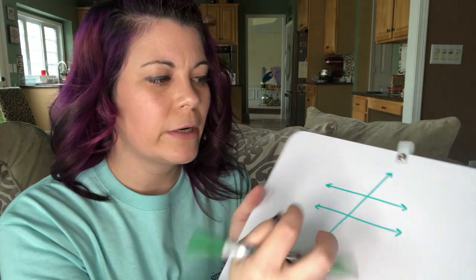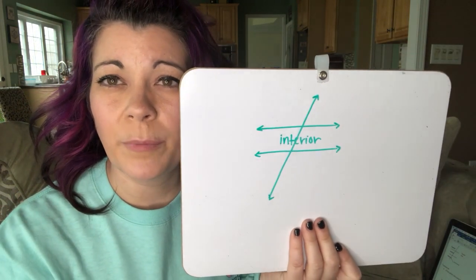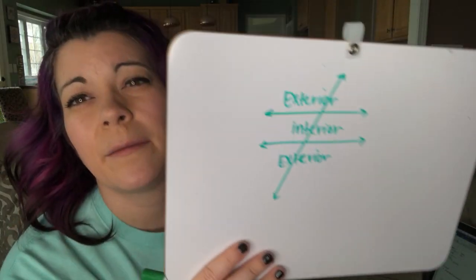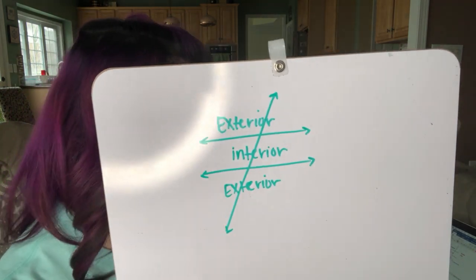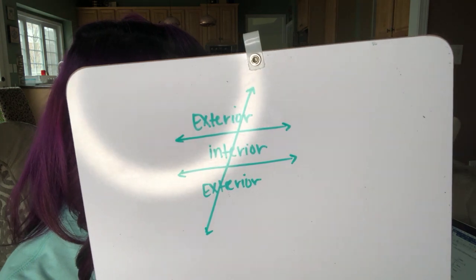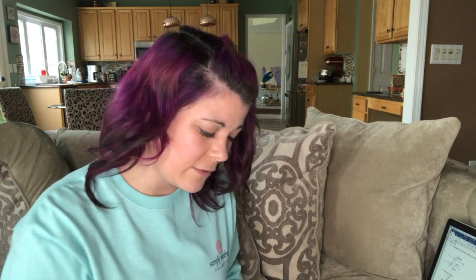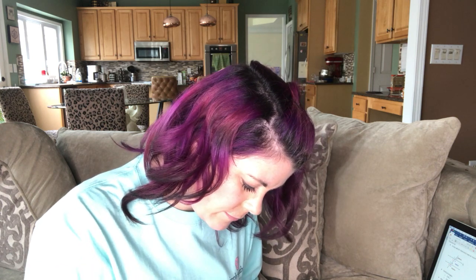If I say interior, so interior would be in between the two parallel lines if we're talking about the interior. And then exterior would be on the outside of the parallel lines. So the interior is in between the parallel lines and the exterior is on the outside of the parallel lines. So in this case, the transversal starts to create these different types of angles, and we're going to talk about them. I'm going to draw this a little bigger.